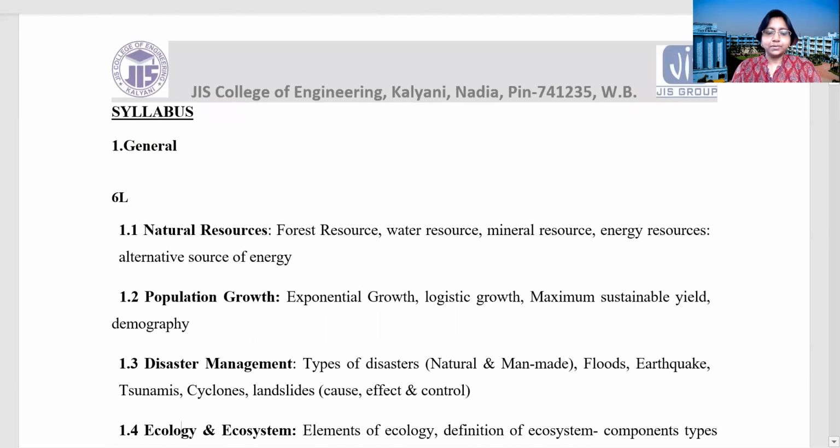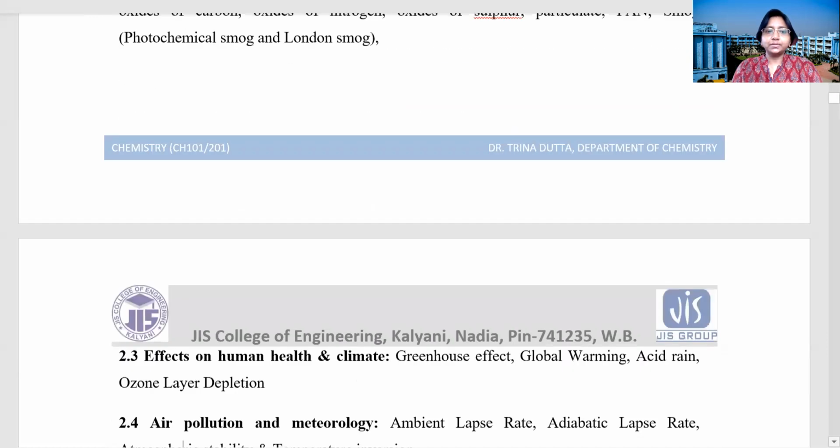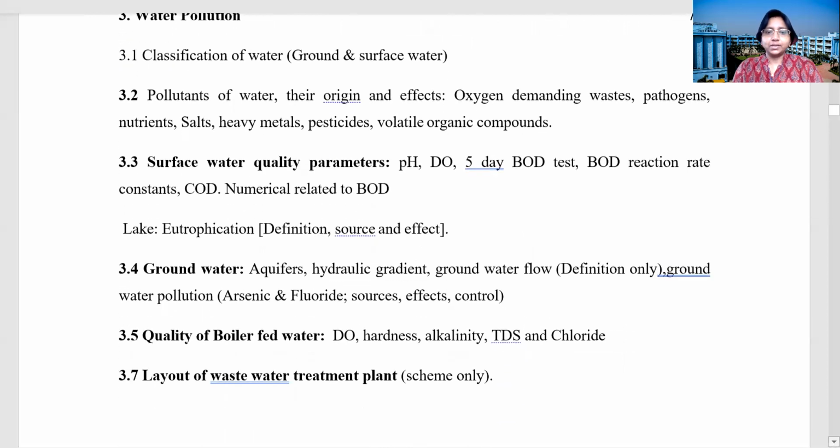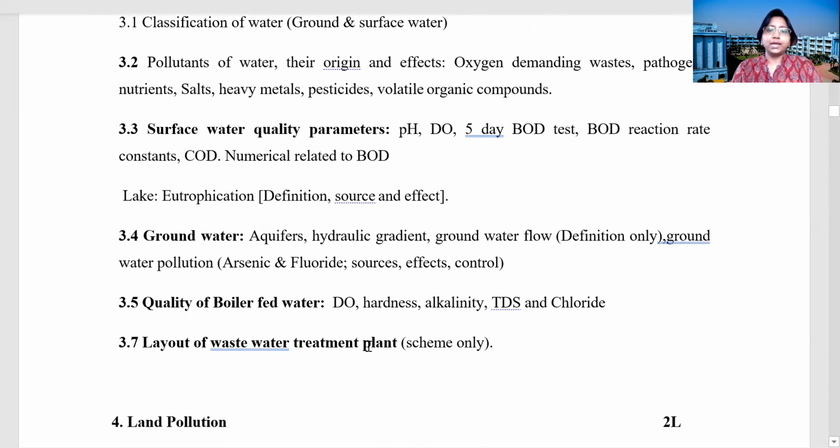First is the general part, then air pollution, and then water pollution. And today I am going to tell about wastewater treatment. This part, the layout of wastewater treatment plant, is under water pollution. Then there are other chapters also, like land pollution and noise pollution.